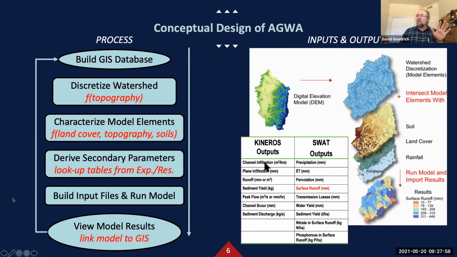So any of these outputs for KINEROS, channel infiltration, plane or overland flow infiltration, runoff, sediment yield, peak flow, channel scour, sediment discharge, any of these can be color ramped and displayed on the output. So you can easily identify, and then what we're showing here is the surface runoff out of SWAT. And again, you can visually see where the most runoff is going to be generated out of a watershed.